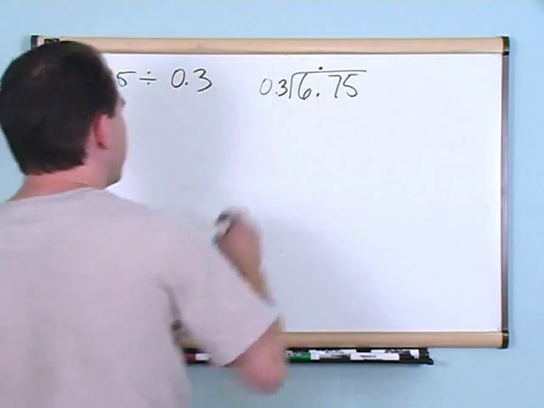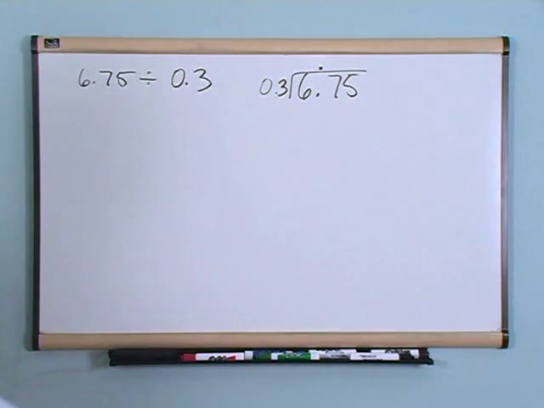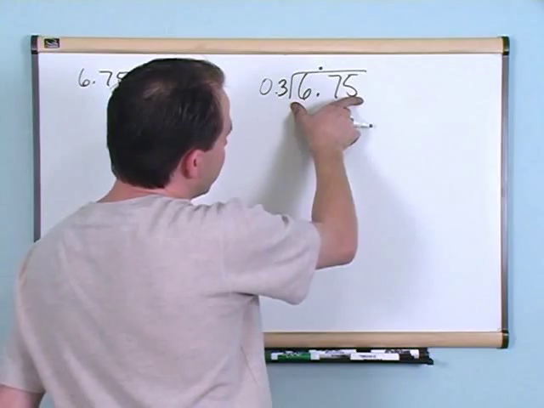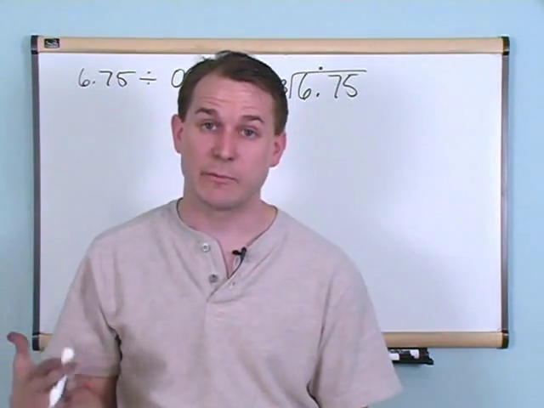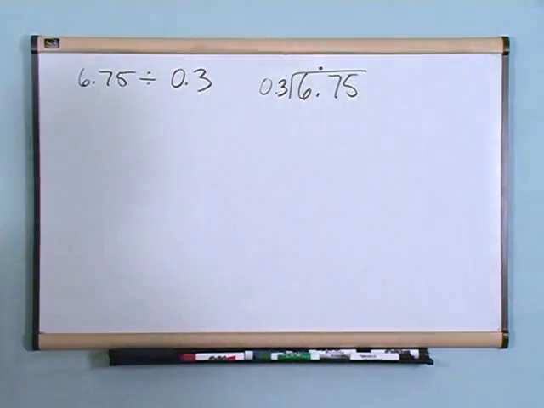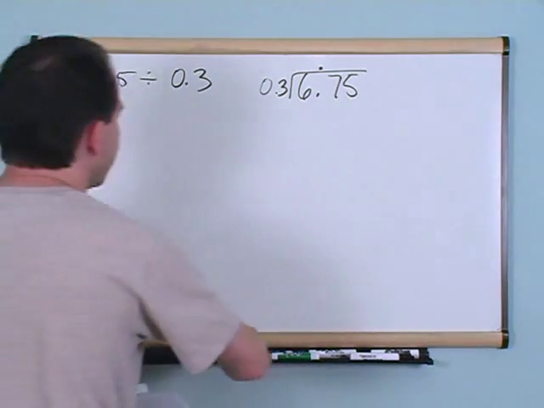Well, you put your decimal point up above here. Now, look at what we have here. You have a number, a decimal, and you're dividing by another decimal. This is a little bit different kind of problem because you have a decimal divided by a decimal. But it turns out it's really, really simple, okay?